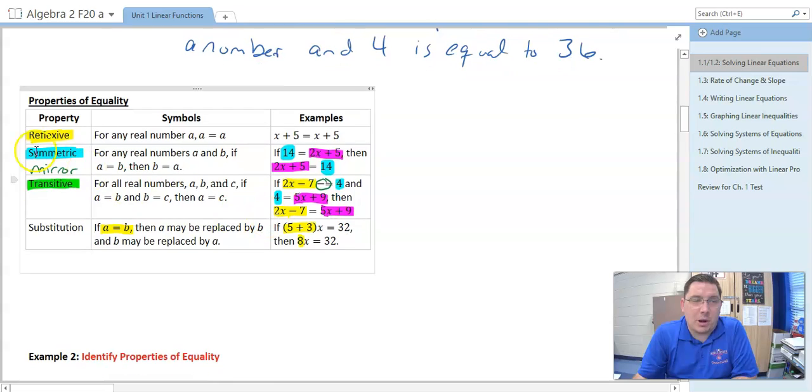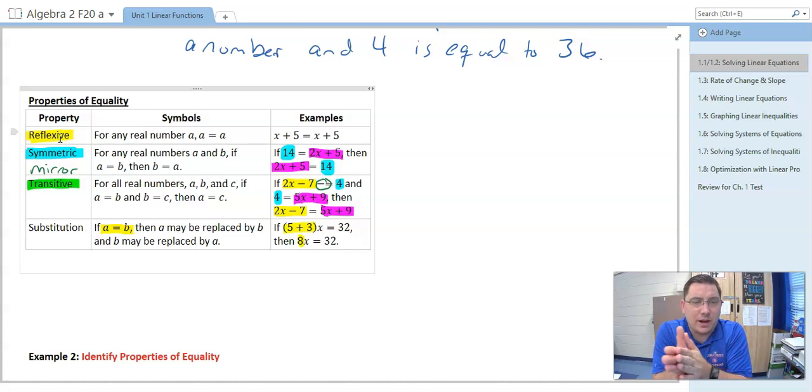Then we looked at the properties of equality. Remember, we have the reflexive, symmetric, and transitive properties. Reflexive just means that a number is equal to itself. Symmetric means that I can switch the two sides of the equal sign and it stays the same. And transitive is the property where if A is equal to B and B is equal to C, then A is equal to C. We can cut out the middleman, right?